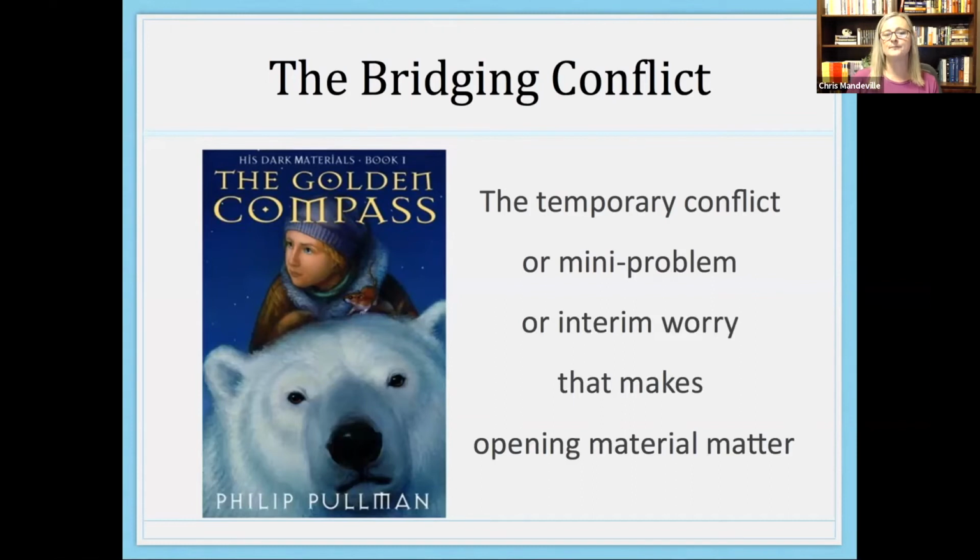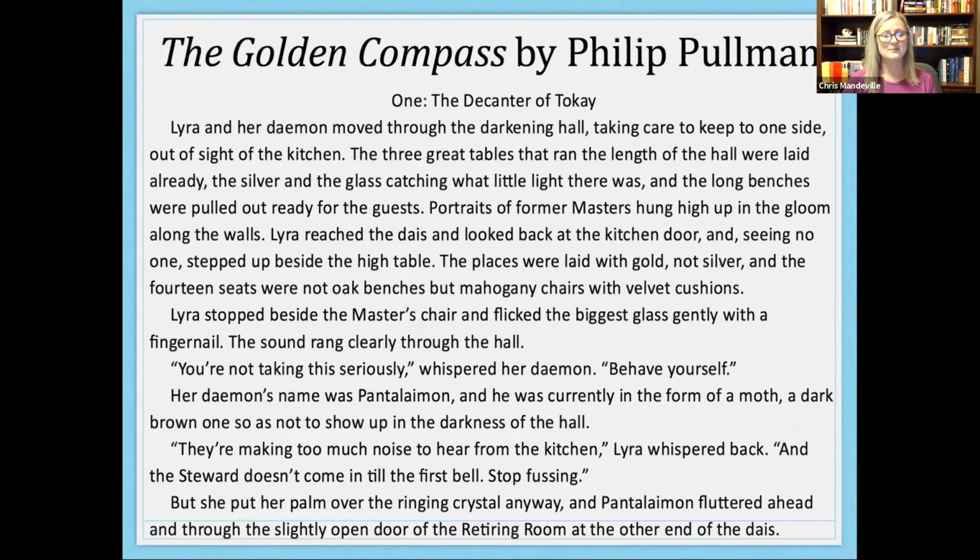Let's look at an example. This novel here, The Golden Compass by Philip Pullman, I'm going to tell you the story. It is the story of Lyra's journey to the Arctic to find her missing friend Roger, rescue her uncle, and learn about terrible experiments being conducted on children that involve something called dust. That is what the book is about. Now I'm going to read page 1 to you and see if you can find elements of that plot or a bridging conflict.